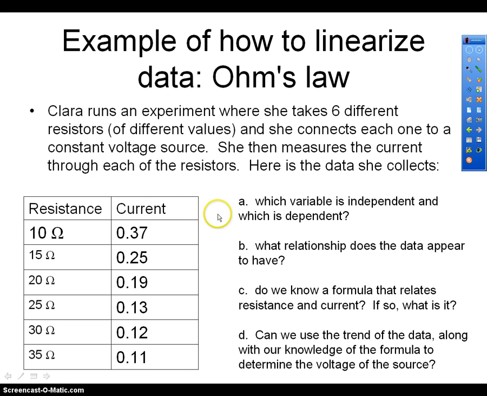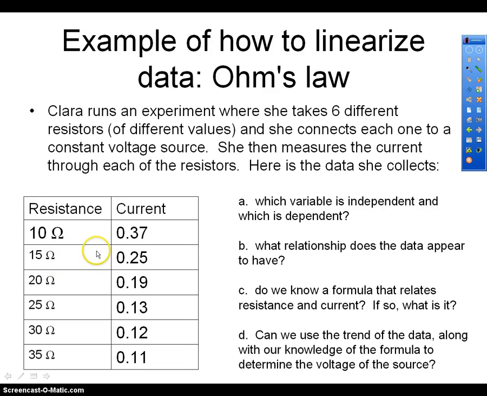Clara is running an experiment. She takes 6 different resistors. You can imagine she just has 6 different resistors, all different values. She connects each one of them to a constant voltage source. So she has some constant voltage, and every time she connects a different resistor, she measures the current.